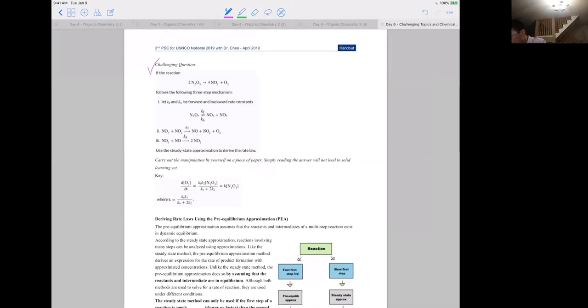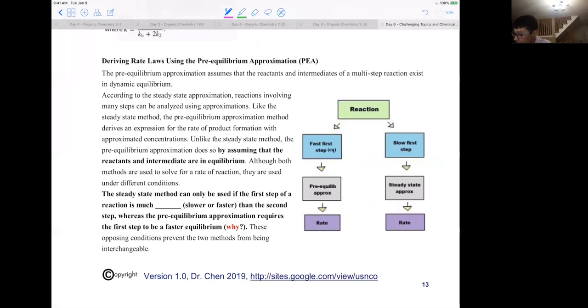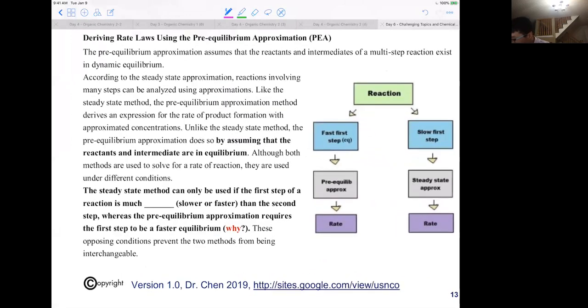I have a challenging practice problem for you to try. Here we want to talk about this part. The steady state method can only be used if the first step of the reaction is much slower or faster than the second one. Makes sense, right? It should be slower. And how about the pre-equilibrium approximation? It requires the first step to be a fast equilibrium. Why? Why should it be like this?